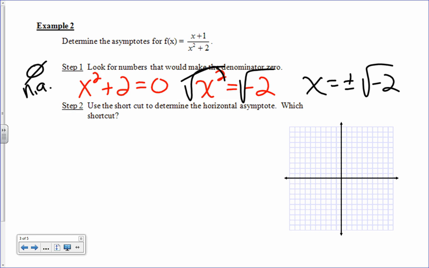So of our shortcuts for horizontal, it can still have a horizontal. Which shortcut should we use? First one or the second one? Okay, and the second one says if the bottom is bigger, which is what we have, the automatic answer, no work involved, is y equals 0. Ooh, that's pretty good. All right, so y equals 0. Let's see if I can get this to work. There we go.